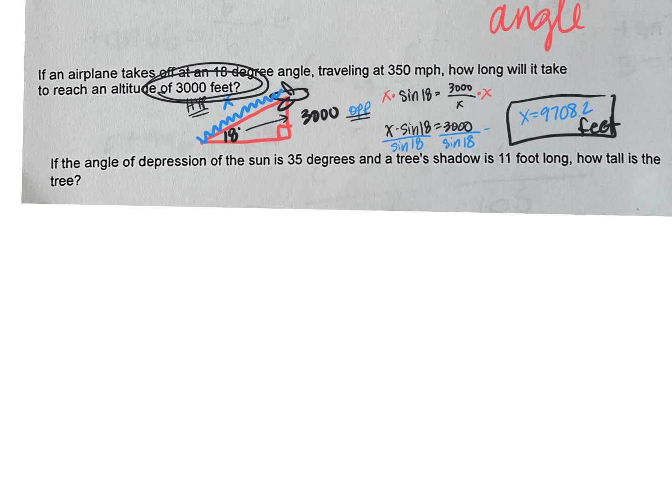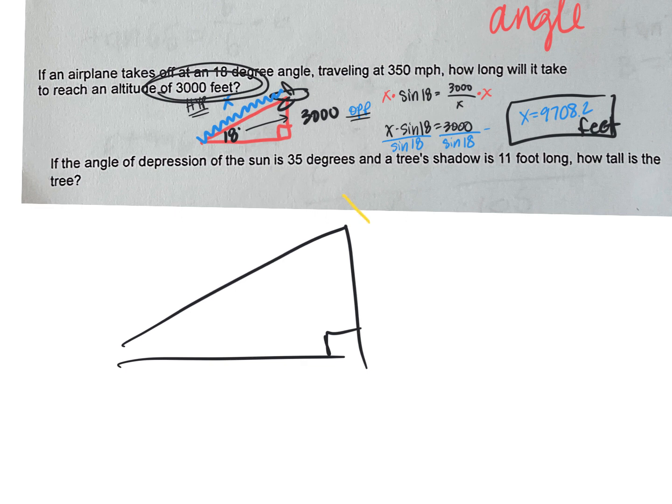If the angle of depression, guys, don't worry about it. Draw yourself a right triangle. Here is my beautiful sun. If the angle of depression of the sun is 35 degrees, am I putting that in X, Y, or Z? X every time. People get tempted for Y, that's wrong. That's 35. The angle of depression of the sun is that.